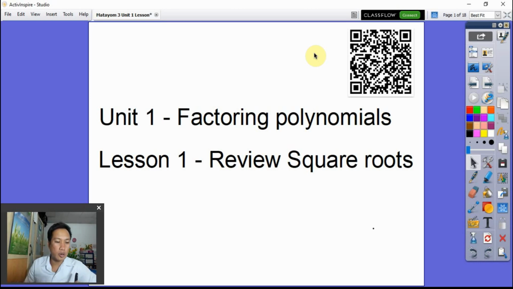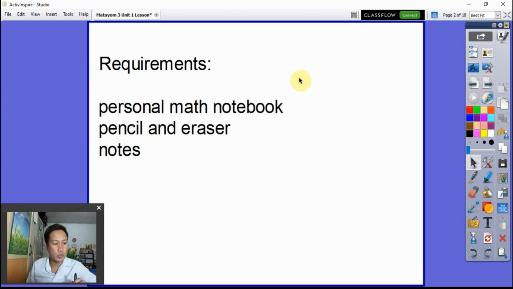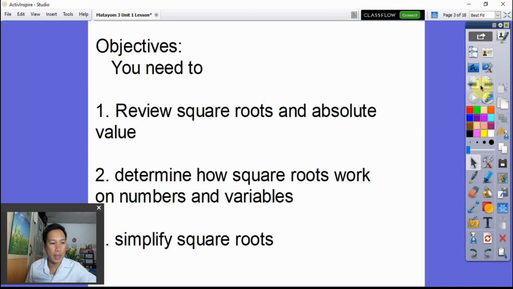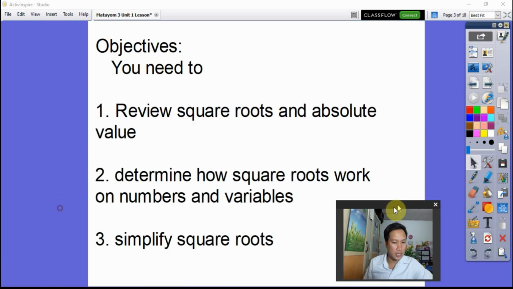Okay, so let's start with our first requirement. Like what I said, you can have your own personal math notebook, pencil and eraser, or you can have your notes or sticky notes. That would really help for our lesson. These requirements will be applied to all the lessons here online. We have 6 classes and you are required to prepare these requirements beforehand. And we have 3 objectives here.